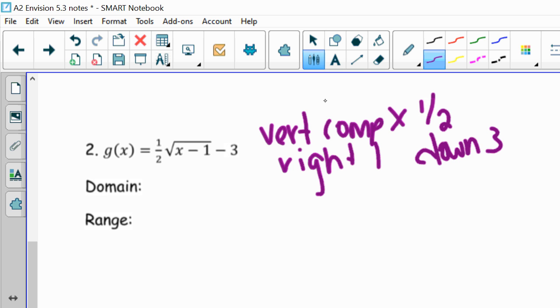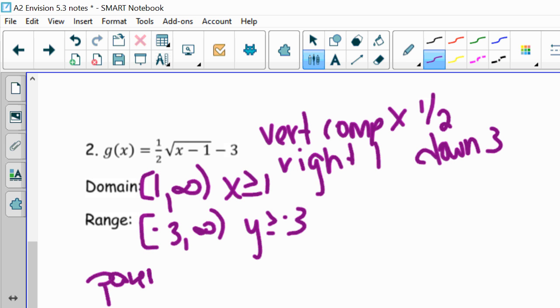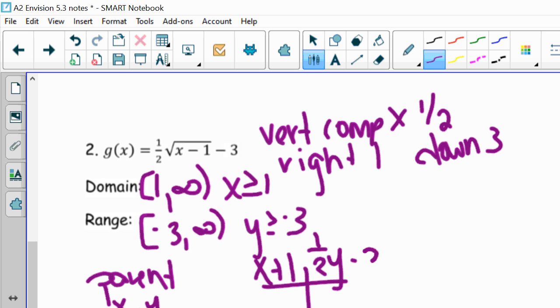So in my domain, this time my domain is shifted to the right 1, so 1 to infinity, or x greater than or equal to 1. The range, it went down 3, so negative 3 to infinity, or y greater than or equal to negative 3. My parent function, so our parent xy, again, is 0, 1, 4, and 9, 0, 1, 2, and 3. My new one, x minus 1, so that comes in my table as x plus 1. I'm going to do 1/2 y minus 3.